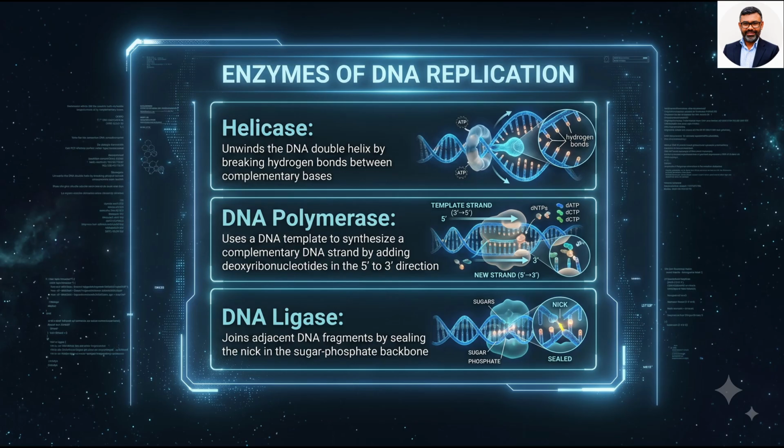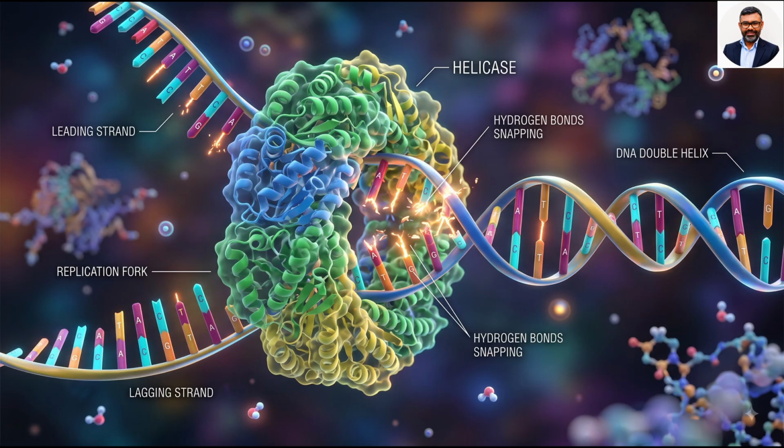Before we understand DNA replication, let's meet the molecular machines that make it possible. First, helicase. Helicase unwinds the DNA double helix by breaking the hydrogen bonds between complementary nitrogenous bases.